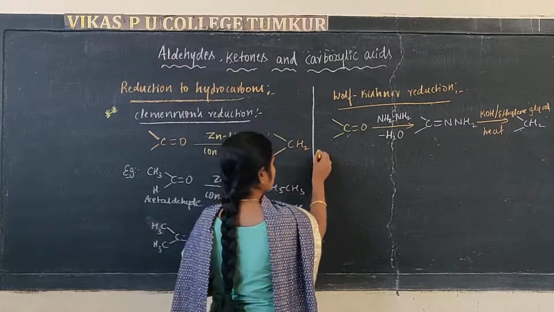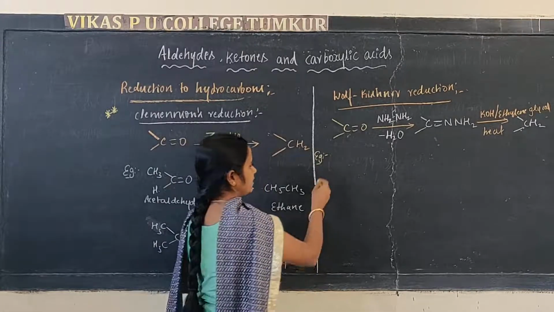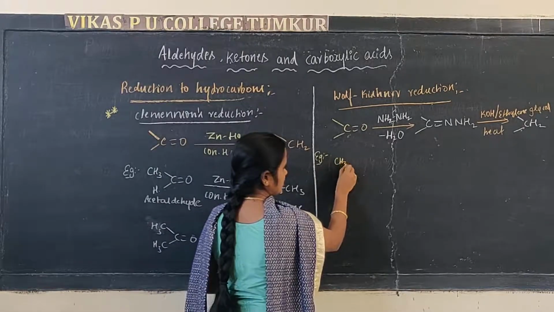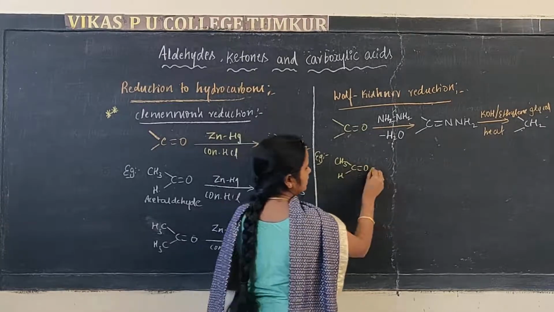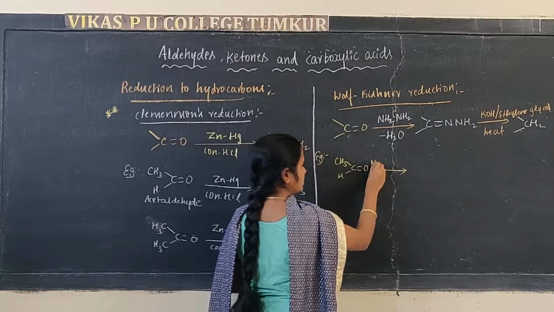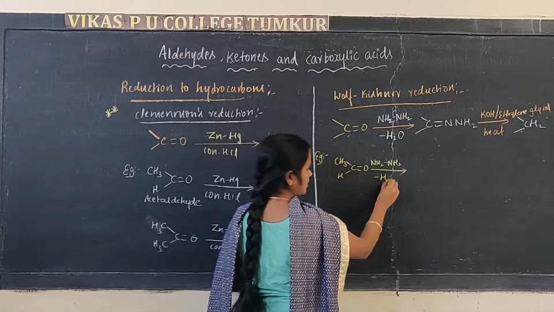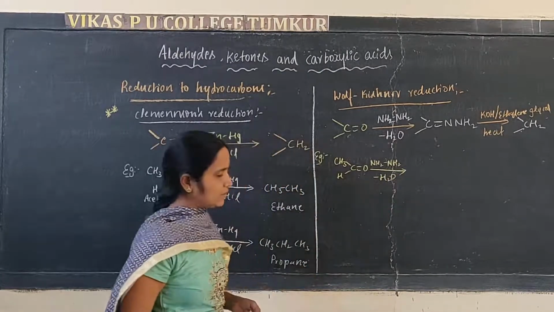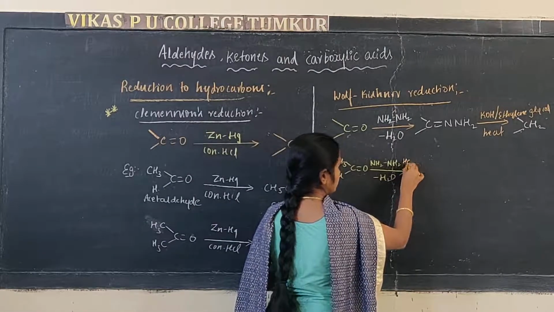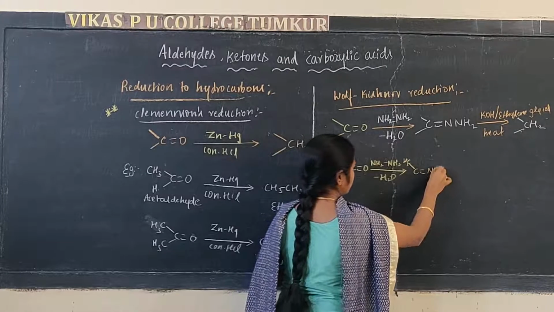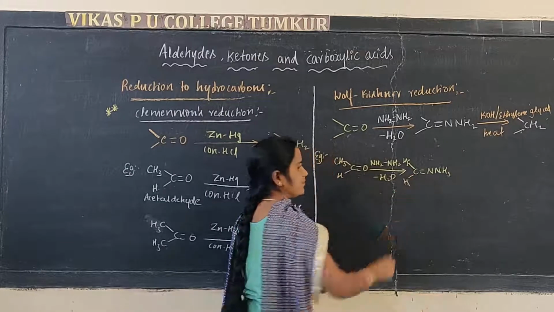Example: first, the aldehyde. Aldehyde, that is CH3CHO. Then this is treated with hydrazine, with removal of a water molecule, that is H2O. Then CH3CH=N-NH2 is formed, acetaldehyde hydrazone.